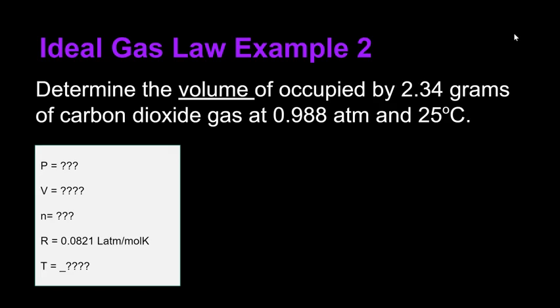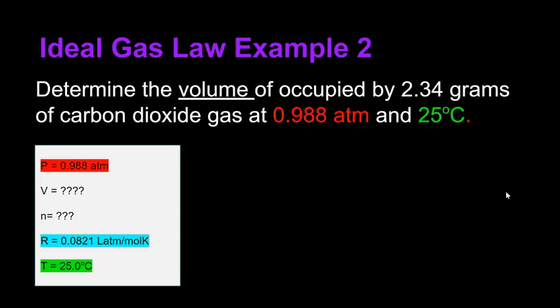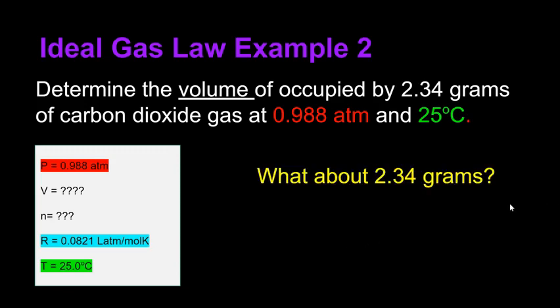What is the pressure given to us? Yes, the pressure is 0.988 atmospheres. What is the temperature? 25 degrees Celsius. Notice we also know our R value because our R value is always 0.0821 liter atmospheres per mole Kelvin. Now, we have to figure out what to do about these 2.34 grams.